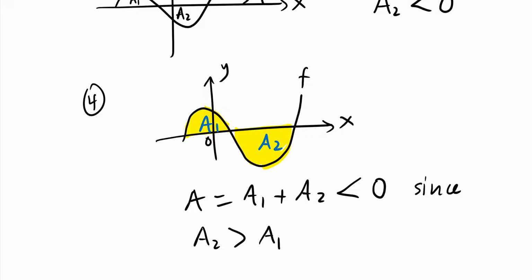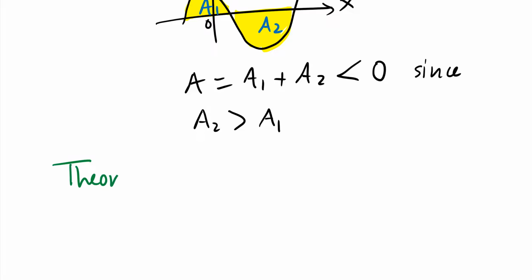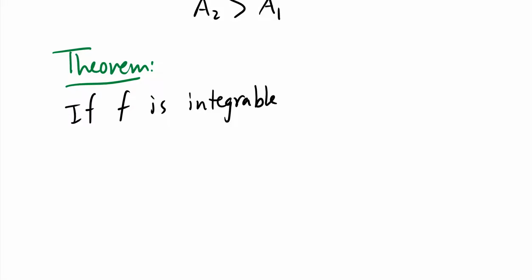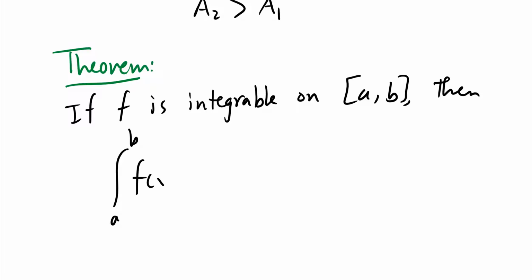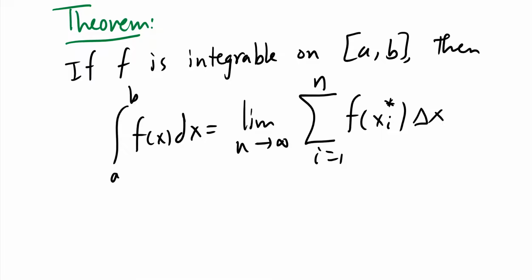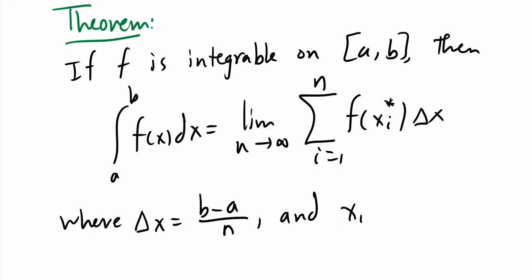So now we can summarize what we just wrote up earlier as a theorem. If f is integrable on the closed interval [a, b], then the integral from a to b of f(x) dx equals the limit as n goes to infinity of the sum of f(x_i*) delta x, where i goes from 1 to n. That's the one I wrote earlier, where delta x is always (b minus a) over n, and x_i from the previous section is a plus i times delta x.